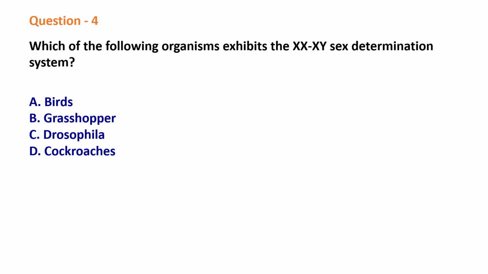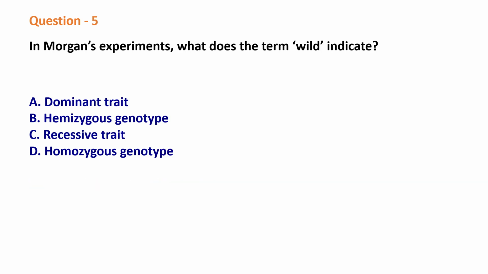Question 4. Which of the following organisms exhibits the XX-XY sex determination system? The options: birds, grasshopper, Drosophila, cockroaches. The correct answer is Drosophila.